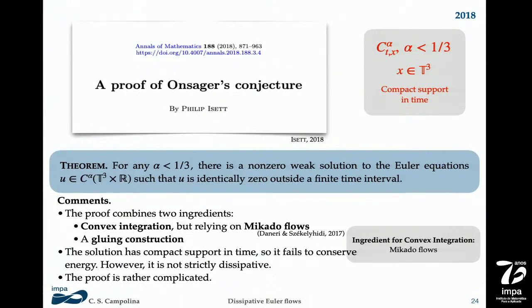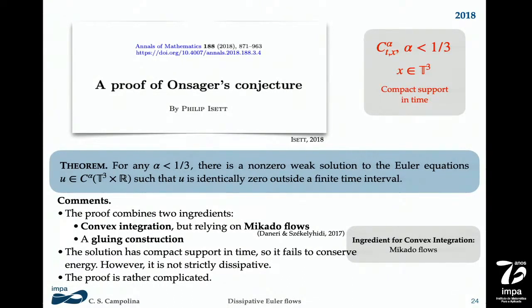And the proof is rather complicated. Actually, this paper is almost 100 pages long, and even people from the field publishing theorems about convex integration say that they still don't understand everything. So it's a very complicated proof, and people are still discussing some technical details. But it's a proof in this sense.